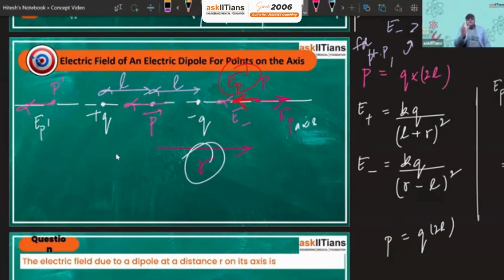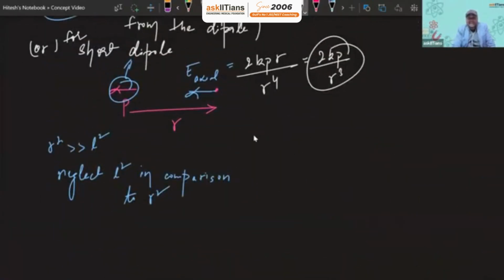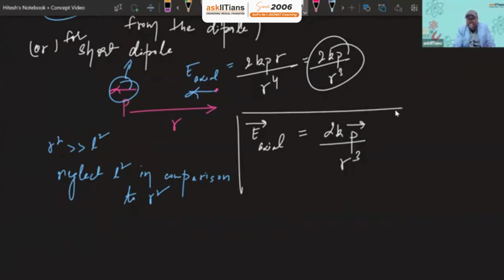So that means at an axial point, the direction of the electric field is in the direction of the electric dipole moment. Getting it? So also here, for a short dipole, I can represent it as a vector quantity, vector E axial. So to show the direction in the direction of the dipole moment, I can write it like this: 2K vector P by R cube. So that means my electric field at any axial point is in the direction of the dipole moment. Getting it?